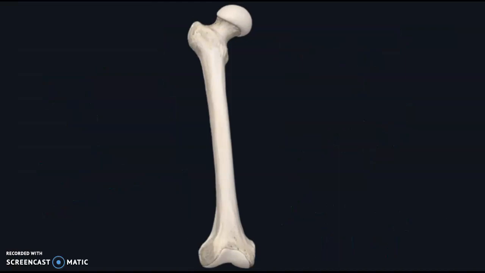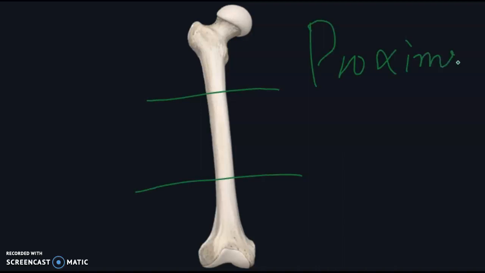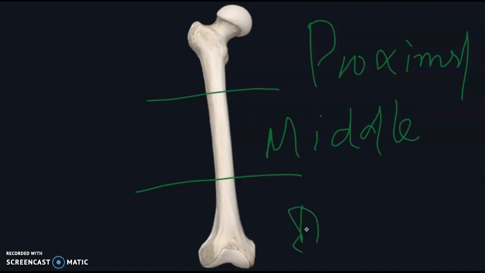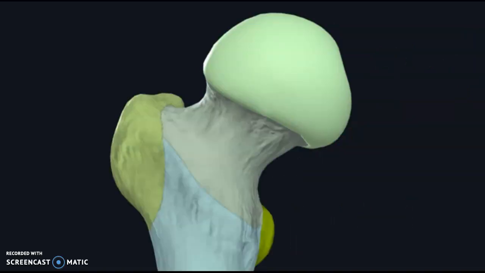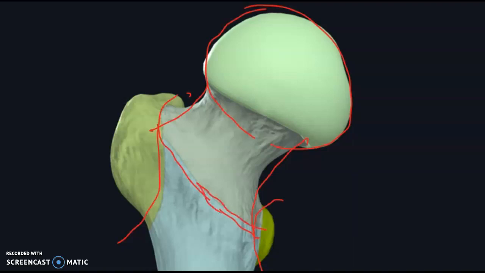Alright, so we divide the femur into three parts: the proximal part, then the middle, and then the distal part. The proximal part of the femur consists of the head, neck, greater trochanter, lesser trochanter, and the intertrochanteric line, and then posteriorly it has the intertrochanteric crest.